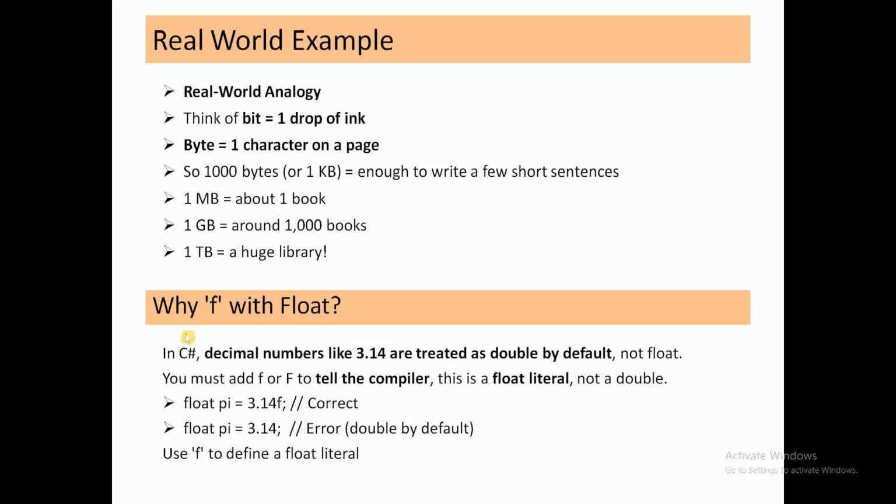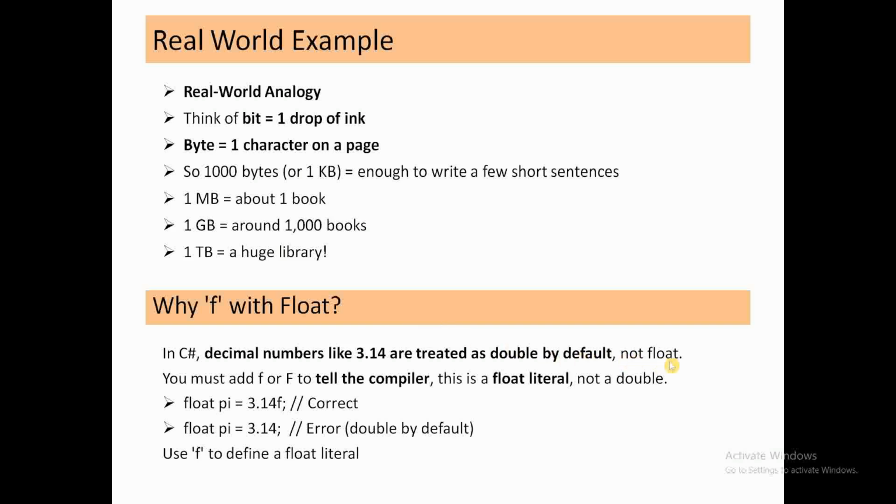Next we have why f with float. Why do we use the f character with the float data type? Because, as I already told you, this is the behavior of the float data type. If we do not write f after the value of a float, then it will be considered a double data type. We are putting a double data type into a float, so it will give us a compile time error, which is its normal behavior, you can say.